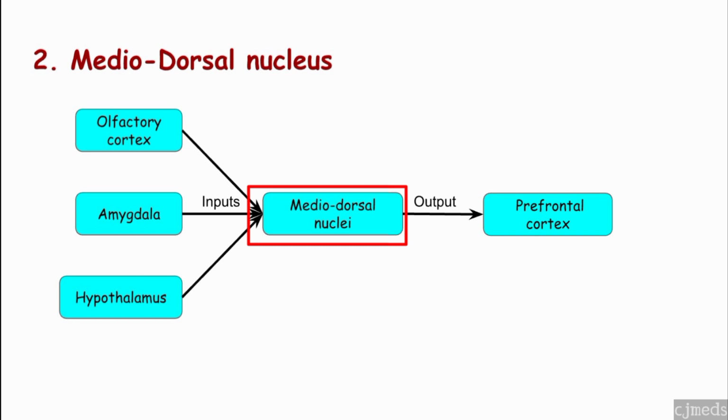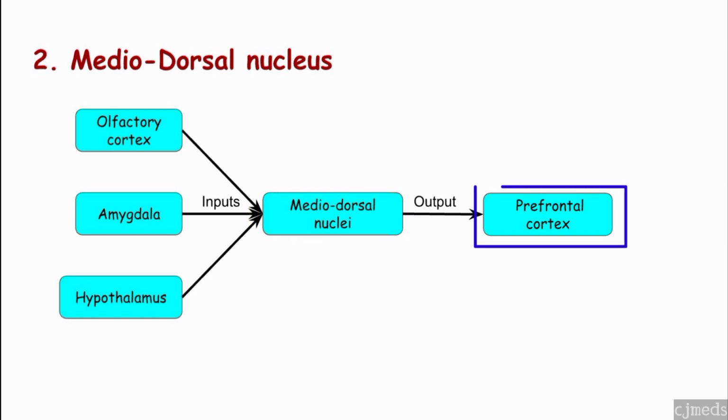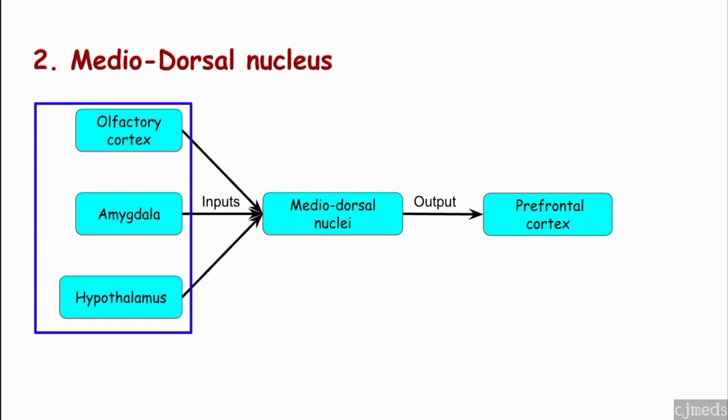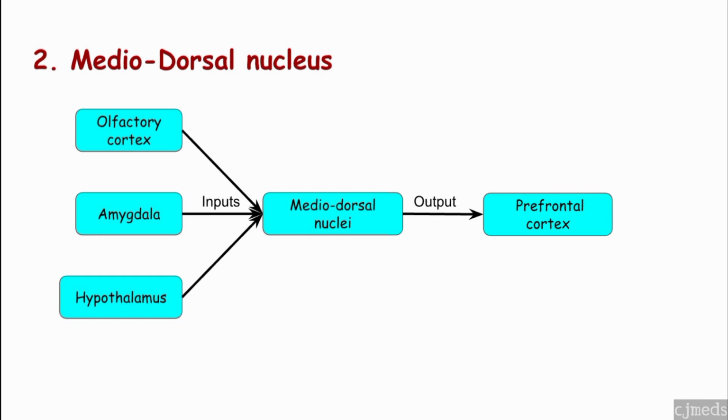So once this nucleus receives all this information, it takes that information about the emotion, motivation, drive and aggression and sends it to the prefrontal cortex in the cerebral hemisphere. Let's do a recap. The inputs are olfactory cortex, amygdala and hypothalamus. And then the output is to the prefrontal cortex. That's our mediodorsal nucleus or the dorsomedial nucleus.